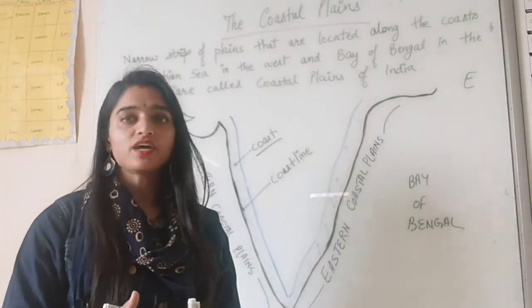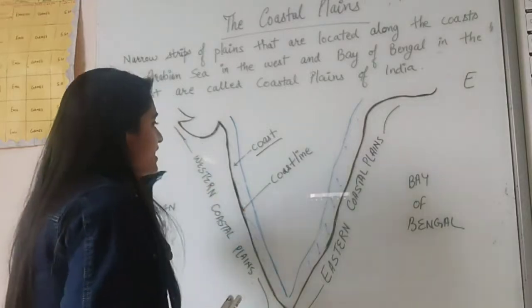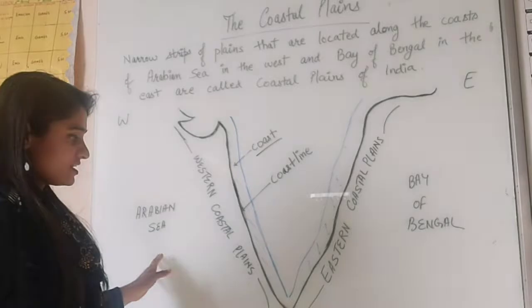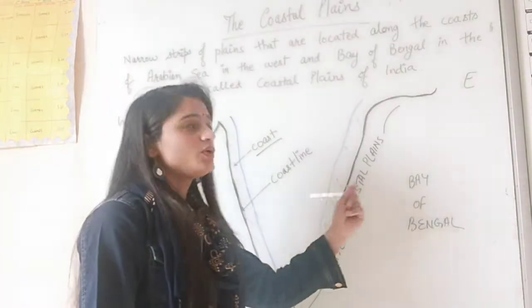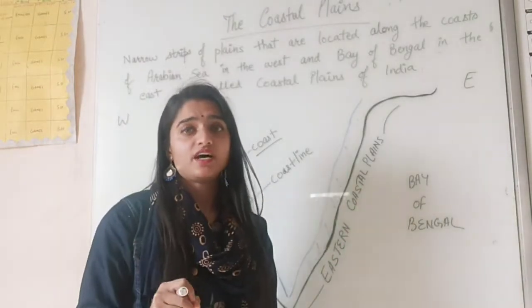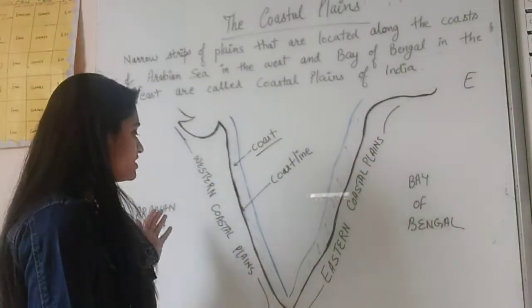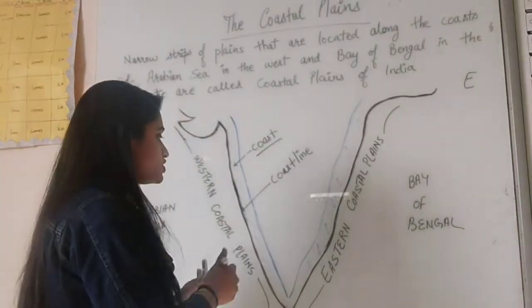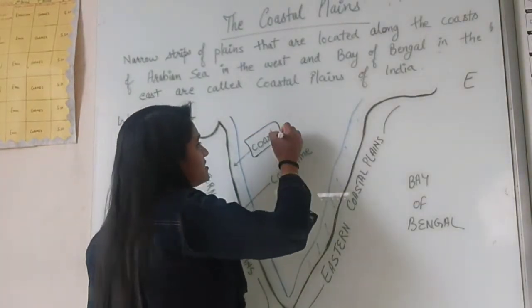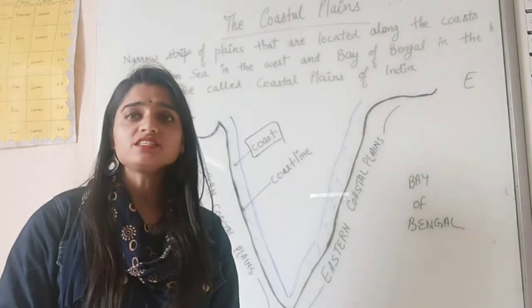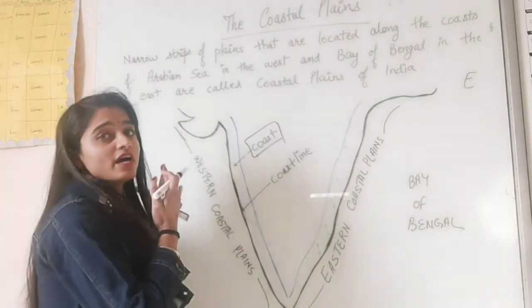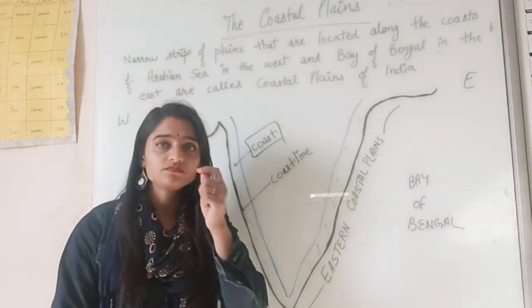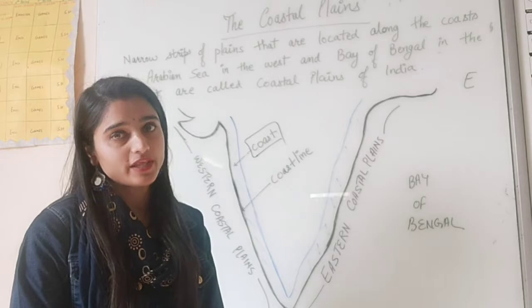So, what do we mean by coast? Any area that is near to a sea, an ocean, or a bay, that area is known as coast. उसे हम coast बोलते हैं, means any area that is near to a water body, be it a sea, a bay, or an ocean. That is called coast.